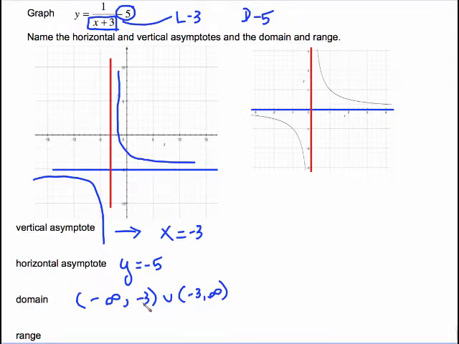Now let's just be sure you understand why the domain is this. -3 is thrown out of the domain. So it's everything right up to -3, union with everything right after -3 to continue. Your range is coming in from -∞. It's going up to your horizontal asymptote, which is at -5. And then we skip over -5, and it goes from -5 to infinity.